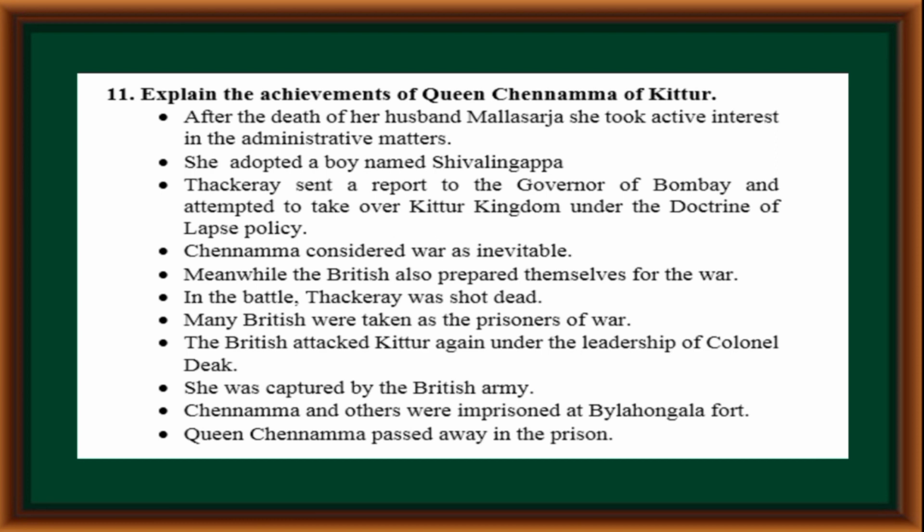Explain the achievements of Queen Chennamma of Kittur. After the death of her husband, Mallasarja, she took active interest in the administrative matters. She adopted a boy named Shivalingappa. Thackeray sent a report to the governor of Mumbai and attempted to take over the Kittur kingdom under the doctrine of lapse policy. Chennamma considered war inevitable. Meanwhile, the British also prepared themselves for the war.